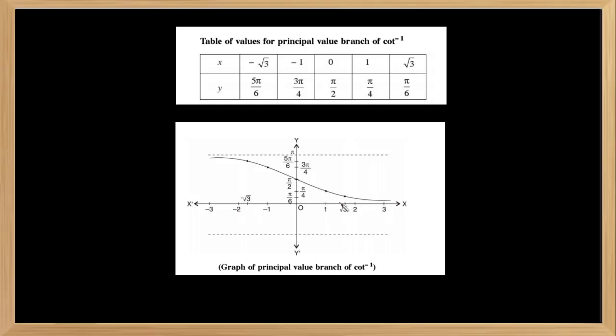Now let us draw the graph between 0 and pi. Mark these angles on the y-axis: pi by 6, pi by 4, pi by 3, pi by 2, 3 pi by 4, 5 pi by 6, pi. Then mark minus root 3 at 5 pi by 6, minus 1 at 3 pi by 4, 0 at pi by 2, 1 at pi by 4, then root 3 at pi by 6. Join these points and you will get the graph of the cot inverse function.